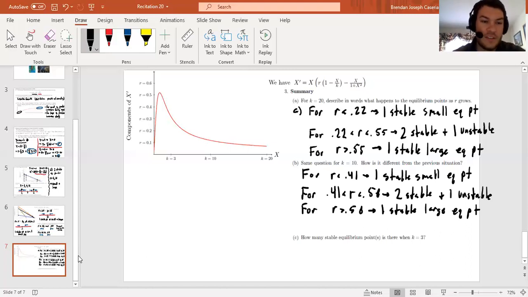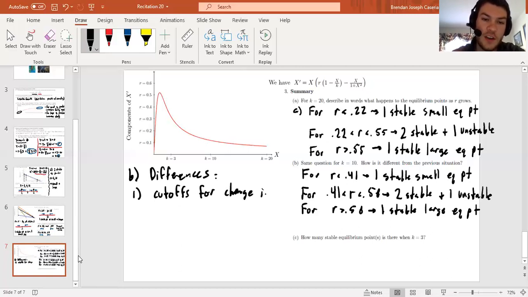2 differences, and I'll put the differences over here. So 2 differences. One, as I said before, these cutoffs for when the stability and the number of equilibrium points change are larger. So cutoffs for change in equilibrium points are larger for R.